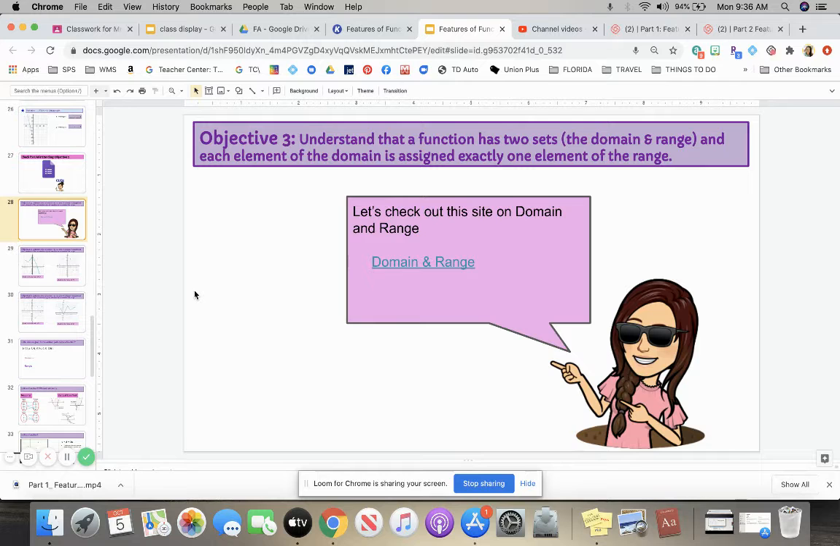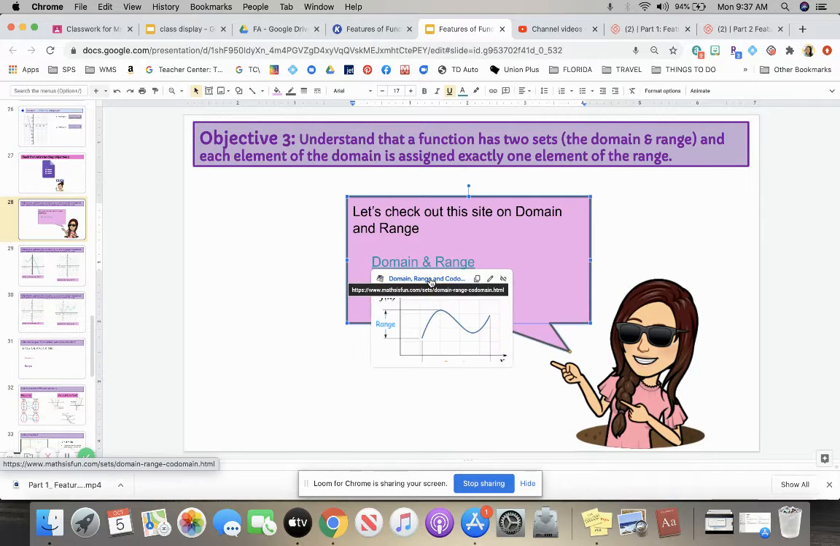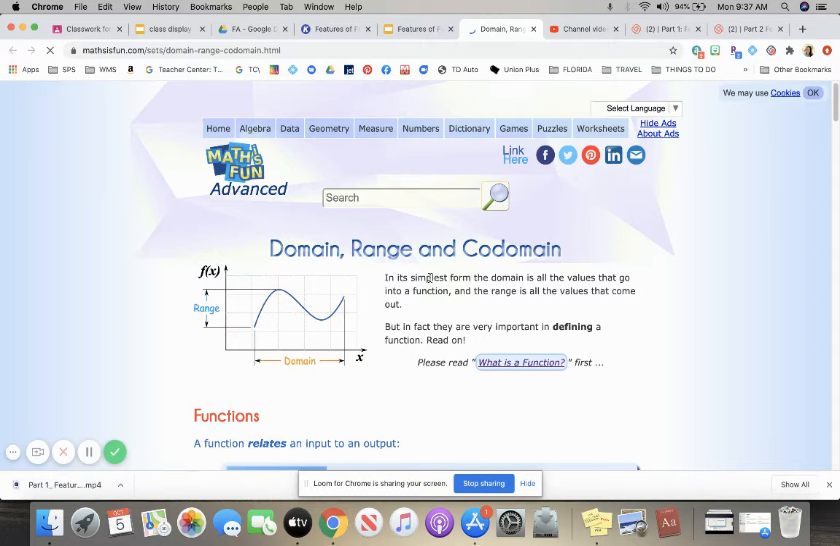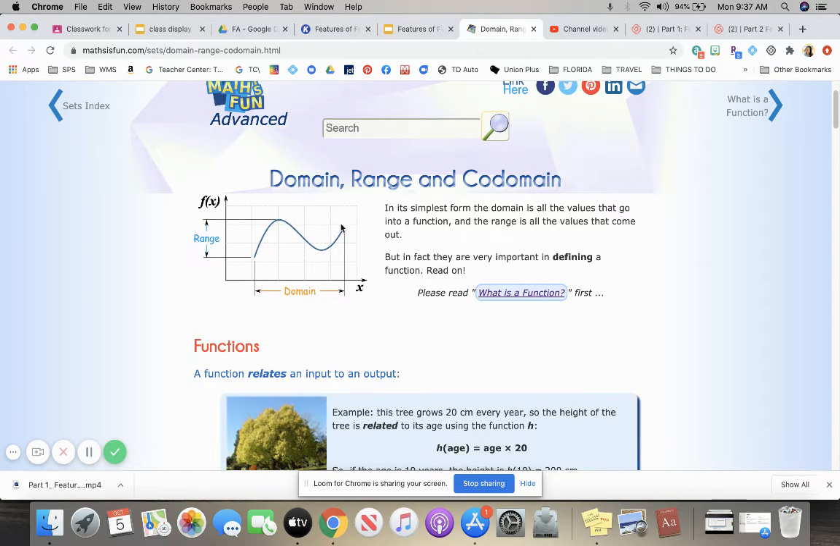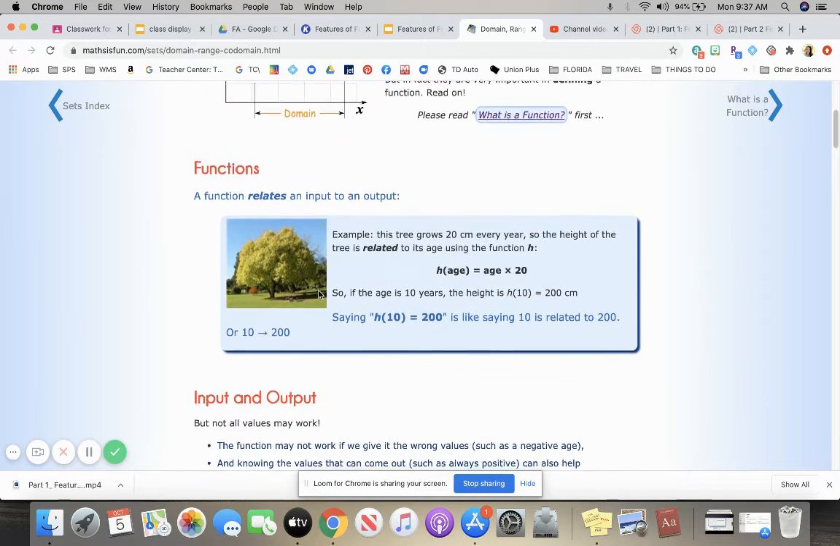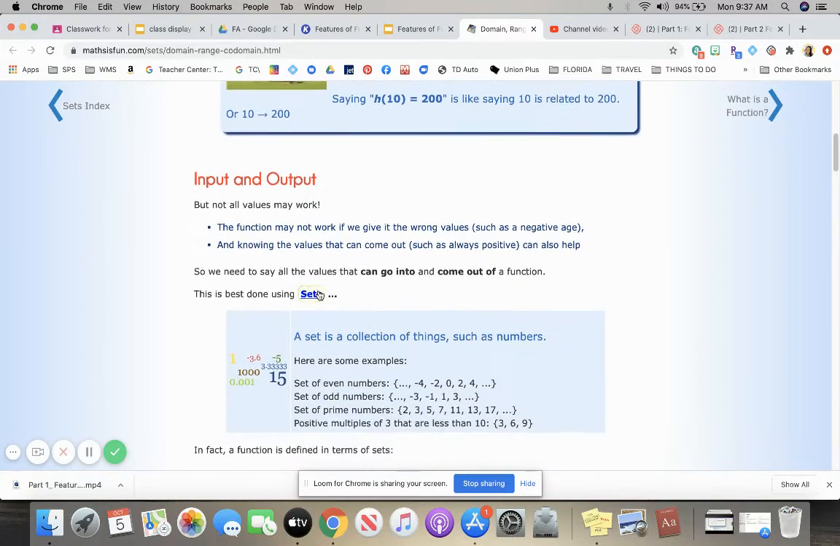So I'm going to have you look at this website on domain and range, and it explains basically what I talked about in part 1. The domain is all your x values on a graph, and your range is all your y values. Let's see.